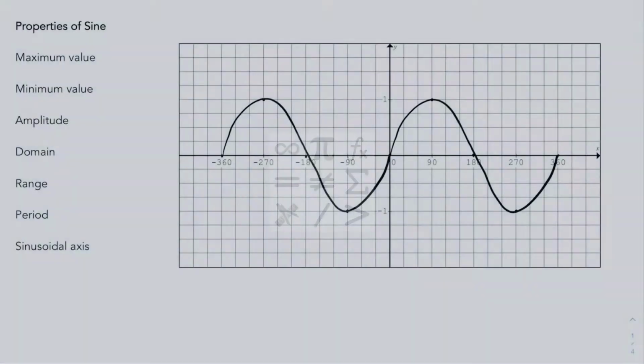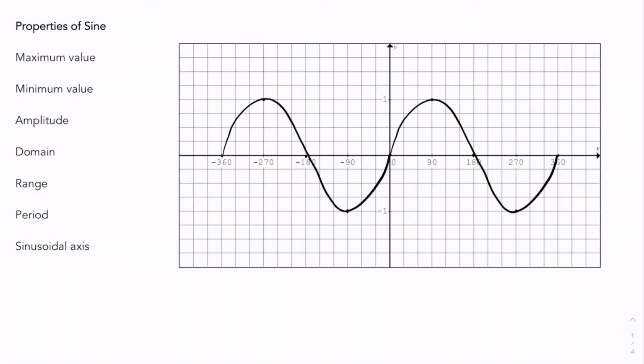So here we're going to look at the properties of the sine function. I've drawn the graph into our grid for 2 periods or 2 cycles, and we're just going to look at some properties around it, starting with the maximum value. So that should be pretty straightforward.